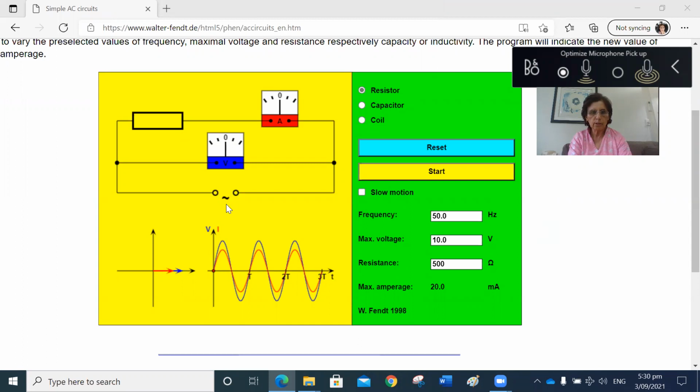So that's the resistor. This is an AC supply. There's an ammeter in series that's measuring the current in the circuit. And this is a voltmeter, and it's a centered voltmeter. So if current is flowing in one direction, voltage will be positive, or it will be negative. So let's start it and look at the relationship between voltage and current.